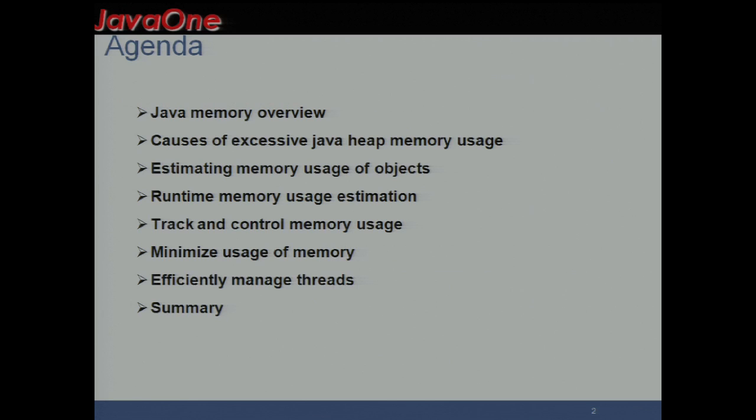So here's what we're going to cover today. We're first going to go over where Java uses memory, some of the reasons you can end up using too much Java heap memory, how to estimate the memory usage of your objects during testing, then how to estimate the memory usage of your objects during runtime, how to track and control your memory usage at runtime, how to minimize the amount of memory you're using, how to efficiently manage your threads in the presence of uncaught exceptions, especially out-of-memory error, and then we'll have a summary at the end.